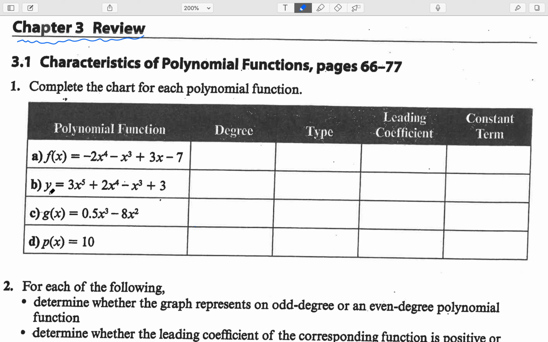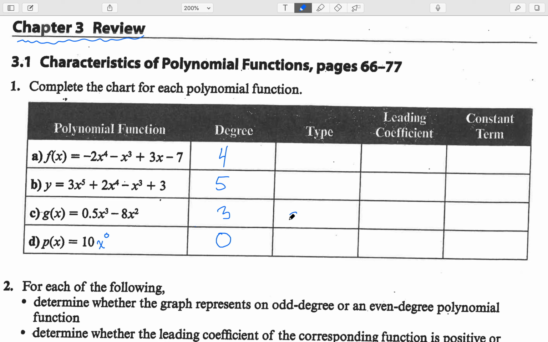So here is a quick chart to fill in. The degree, remember the degree of the polynomial is just its highest power. So this one's degree 4. Luckily these ones are all in descending power, so I'm just looking for the first term. Degree 5, degree 3, there is no x. Well, it's really x to the power of 0. So this is considered to be a degree 0.